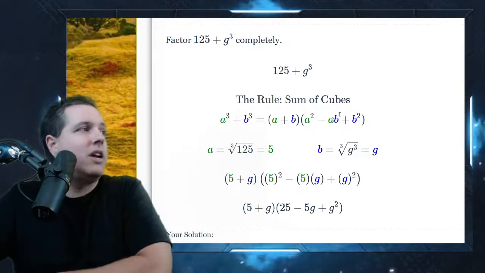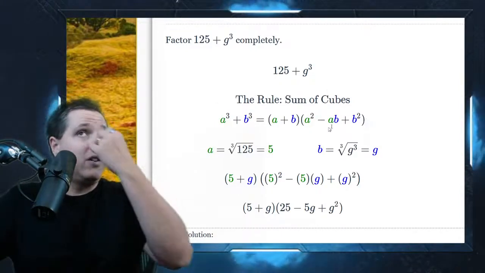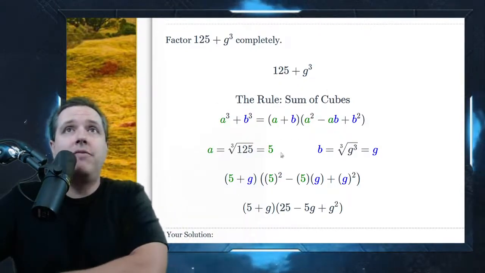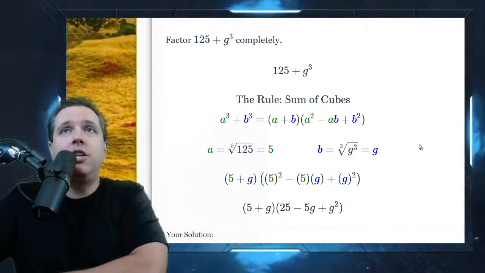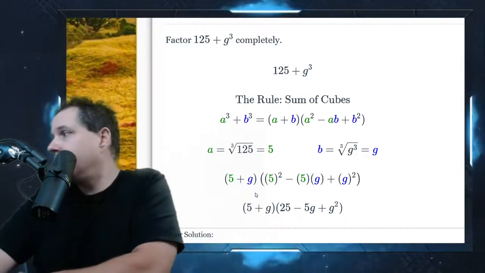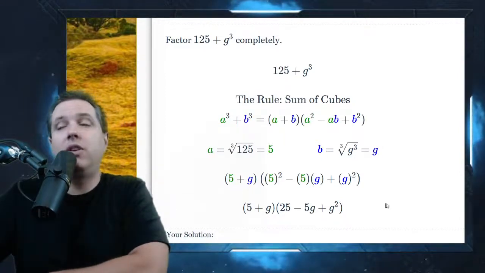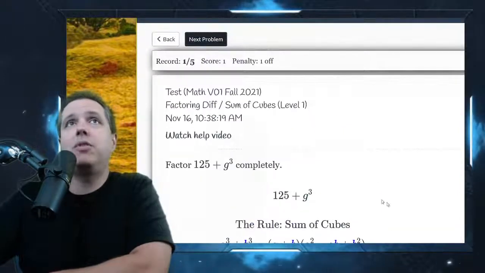So remember, same thing. They're just saying, okay, here's our formula. What did I cube to get 125? 5. What did I cube to get g cubed? g. And then you just plug those things into this right here, which is just our formula with the individual pieces plugged in. And so you get what we got. That's really all you're doing. That's the game that you're playing.